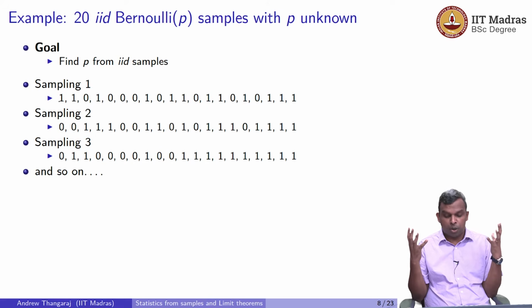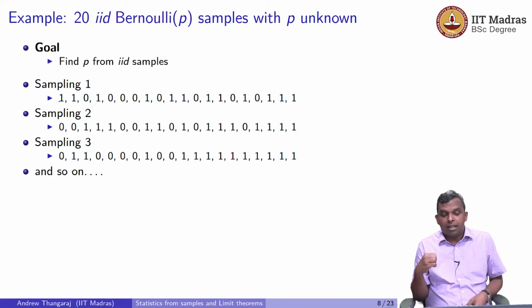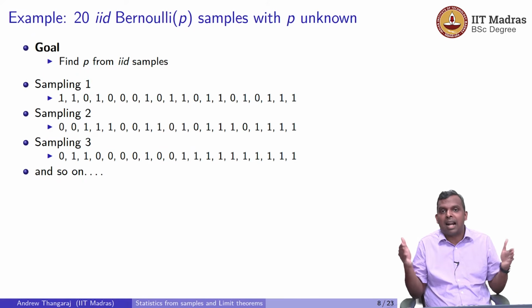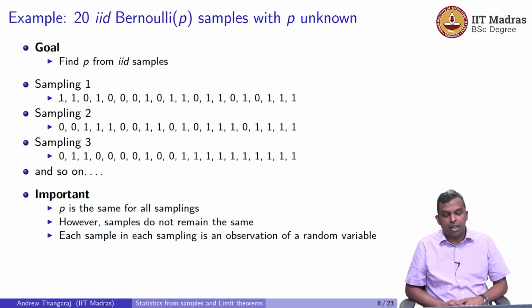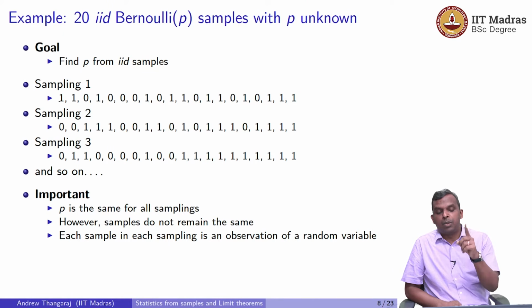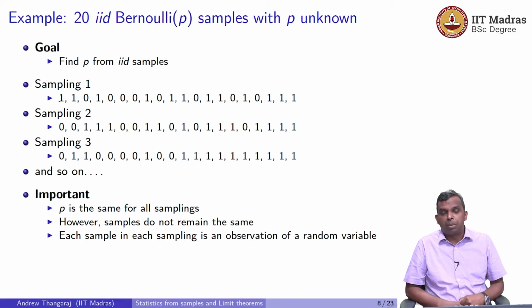Okay, so that's the most important thing one needs to assimilate, and that's why I put out this example explicitly. It may be clear to you, but once again, it's important to see that the samples are random. They are not fixed at any point in time. But P remains the same for every sampling, but the samples do not remain the same. So over time, if you sample today, if you sample tomorrow, you're going to get different samplings. Okay, so the only thing you're guaranteed is each sample is an observation from the distribution Bernoulli P. At least in this case, that's what is given to you.